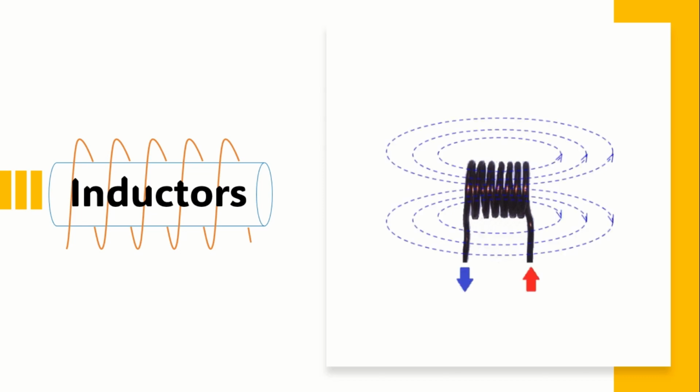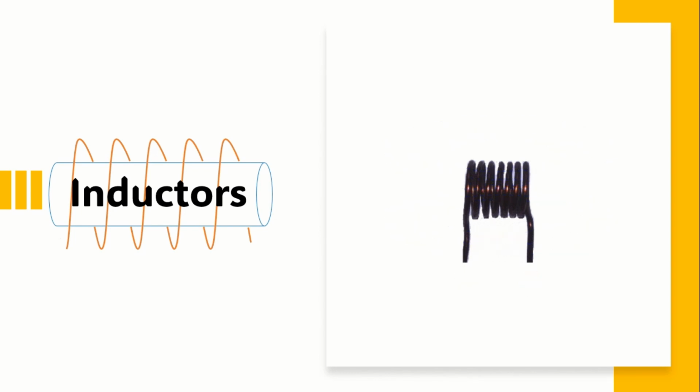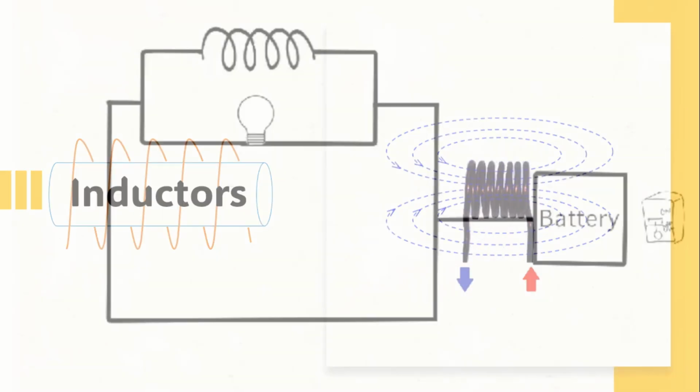Inductors. What is an inductor? It is defined as a passive component that is used in electrical circuits to store magnetic energy when current flows through it. One thing to keep in mind is that an inductor resists change in current, and we will see that later on. Now let's look at how they work.